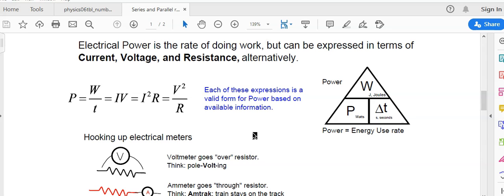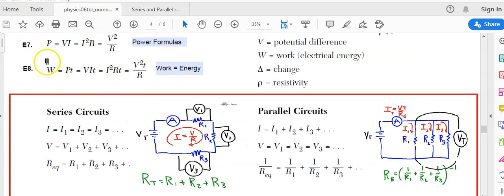Today we're going to be looking at electrical power, and we're going to be solving some selected problems from the packet. Electrical power is the rate of doing work, but can be expressed in terms of current, voltage, and resistance alternatively. On the reference table, you will find three expressions under equation E7. Power equals current times voltage, current squared times resistance, and voltage squared over resistance.